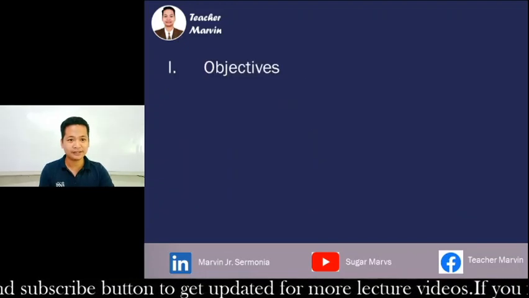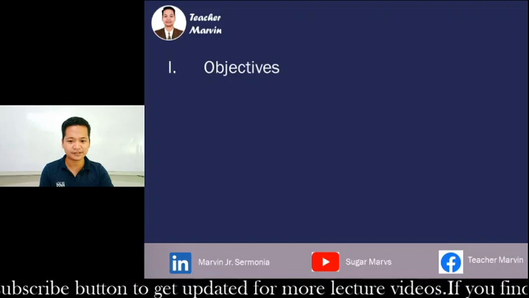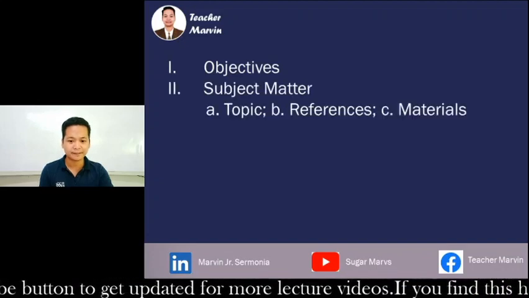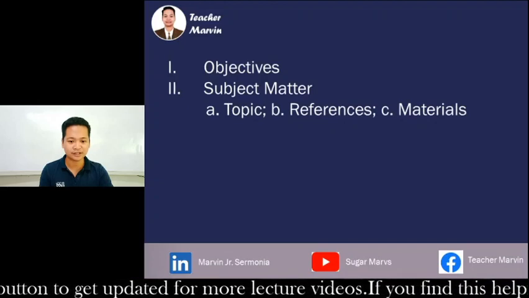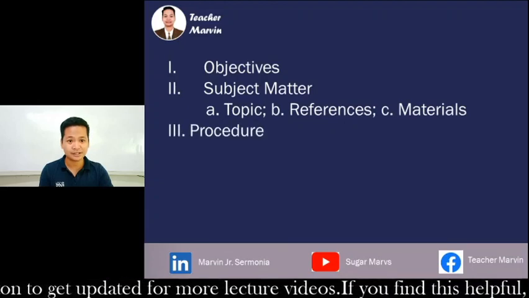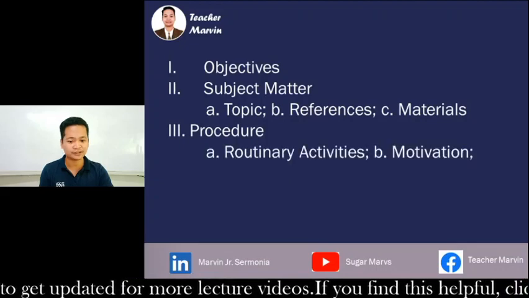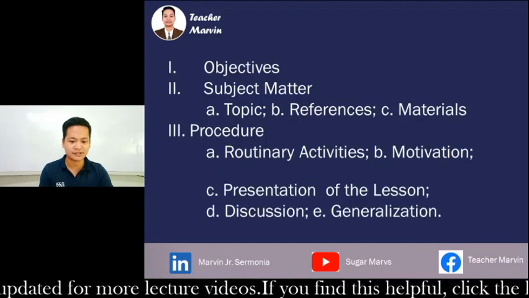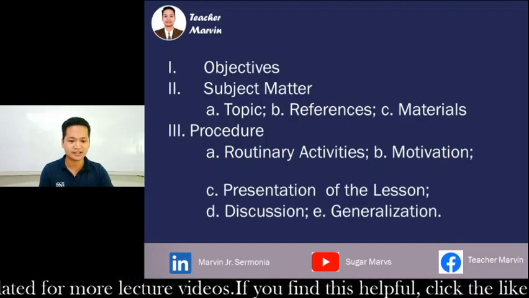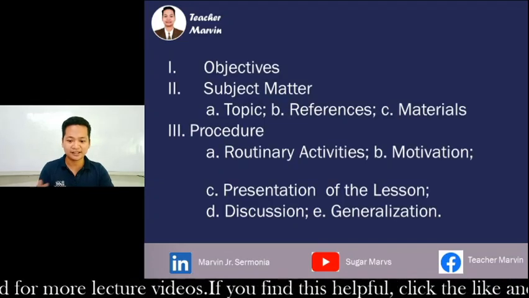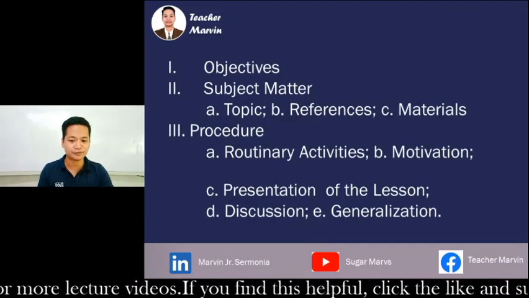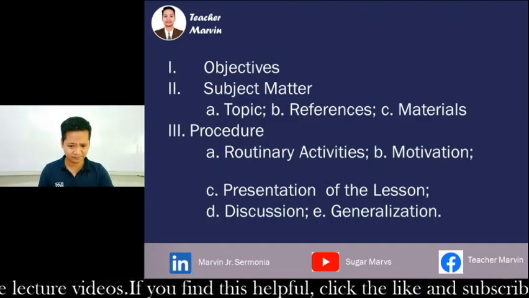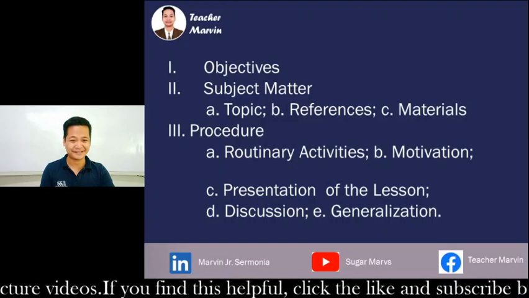So, all in all, objectives, these are the parts of a lesson plan. We have objectives, subject matter. In subject matter, we have subparts, topic, references, and materials. Procedure. Under procedure, we have other subparts, routinary activities, motivation, presentation of the lesson, discussion, and generalization. Okay, yun po yung parts niya. And I forgot to include part 4, of course, is the evaluation. And part 5 is the assignment.